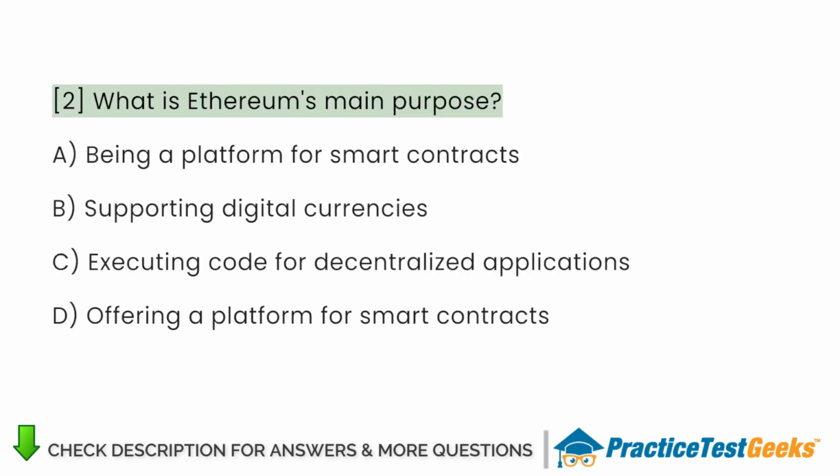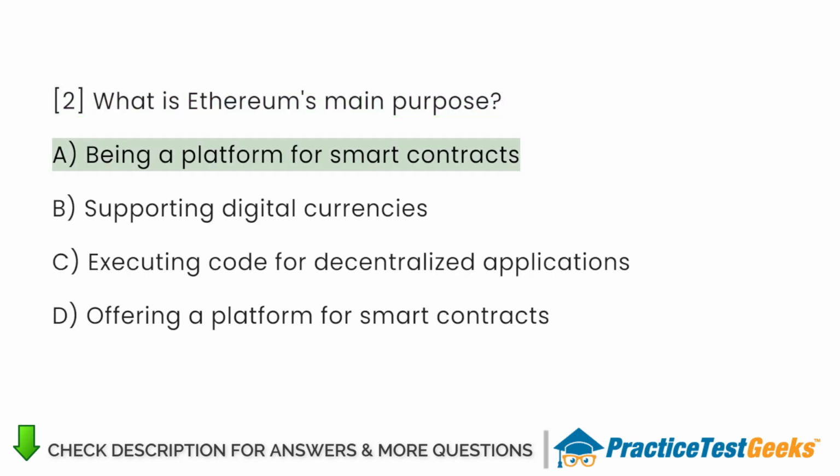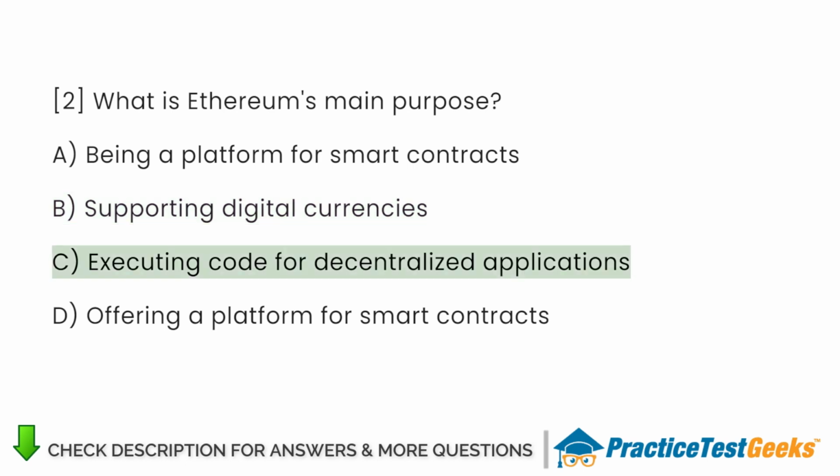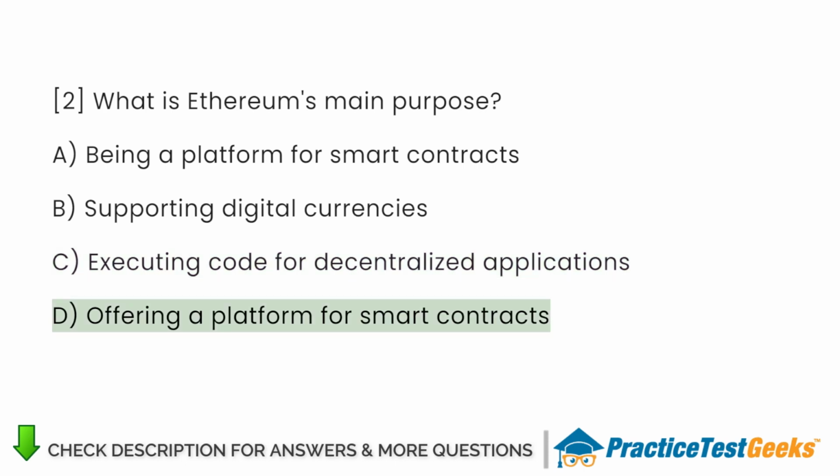What is Ethereum's main purpose? A. Being a platform for smart contracts. B. Supporting digital currencies. C. Executing code for decentralized applications. D. Offering a platform for smart contracts.